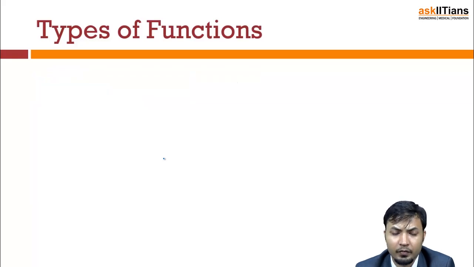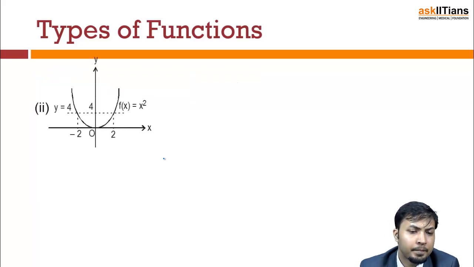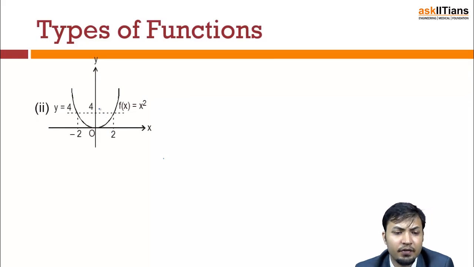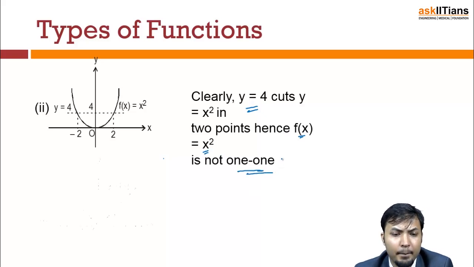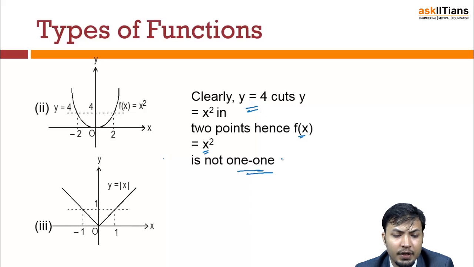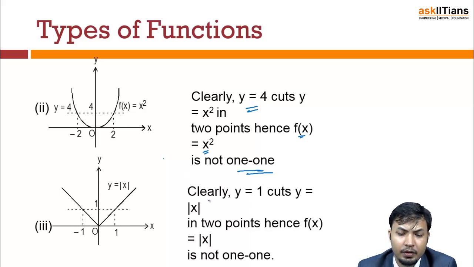Now, let's go ahead. You look at this graph sheet. What does this signify? Over here, my y equals 4 cuts y equals x square in 2 points. Hence, my f(x) equals x square is not one-one. Also, in this case, the line cuts 2 points on f(x). So again, not one-one.